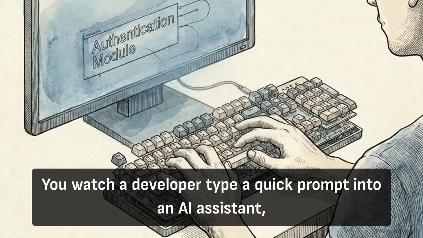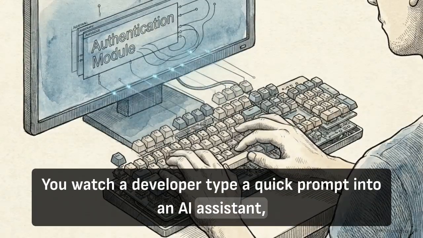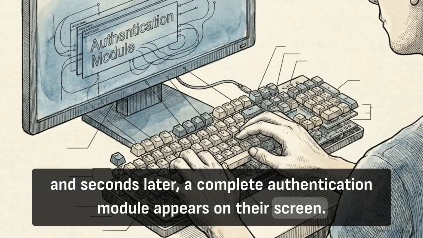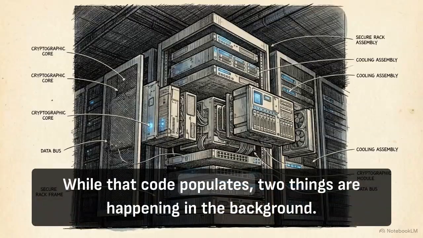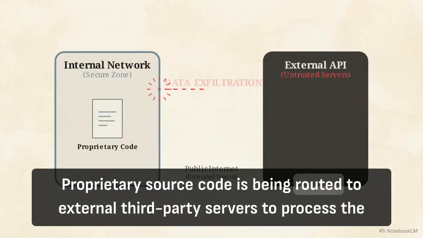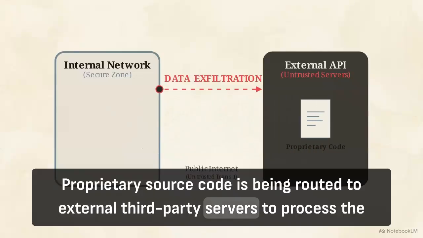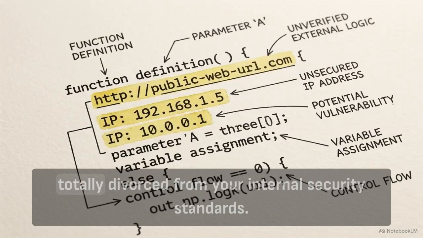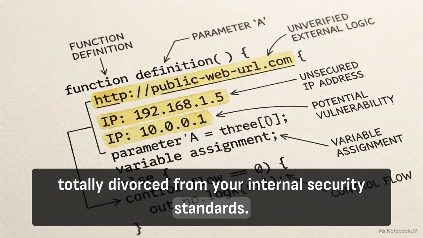You watch a developer type a quick prompt into an AI assistant, and seconds later, a complete authentication module appears on their screen. While that code populates, two things are happening in the background. Proprietary source code is being routed to external, third-party servers to process the request, and the AI is actively inventing logic based on its global pre-training, totally divorced from your internal security standards.